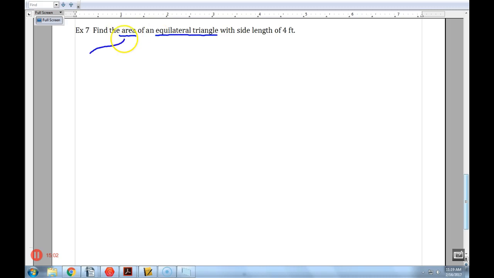Area of a triangle is 1/2 base times height. So I had to know the area of a triangle. Now it's not just any triangle, it's an equilateral triangle, which means I have 3 equal sides, 3 equal angles, and since it adds up to 180, they are 60 degrees each.